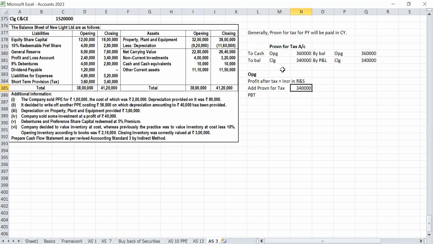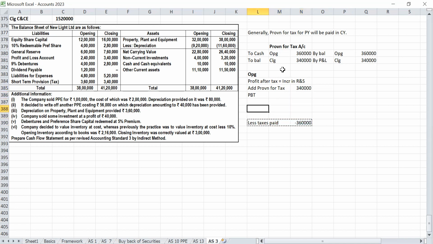Here how much should I add? 3,40,000 I should add. In the cash flow statement, less: taxes paid will come. Taxes paid during the year will be 3,60,000. So whenever provision for tax comes, the opening balance will be paid during the year, so it goes under less: taxes paid. Whatever closing balance is there will be provided from profit and loss account. So if you are adding to the profit to get the profit before tax, you should add the closing balance. That is one special adjustment. Then what is the second adjustment?